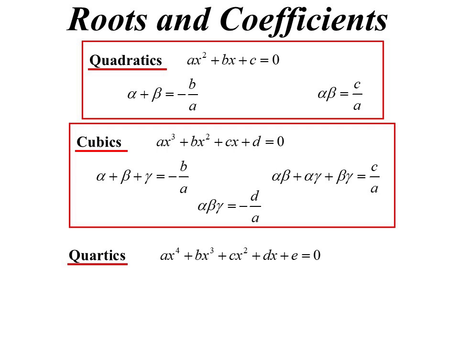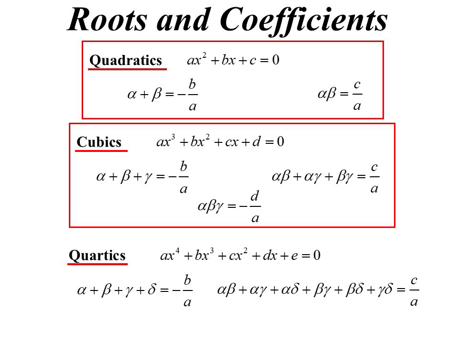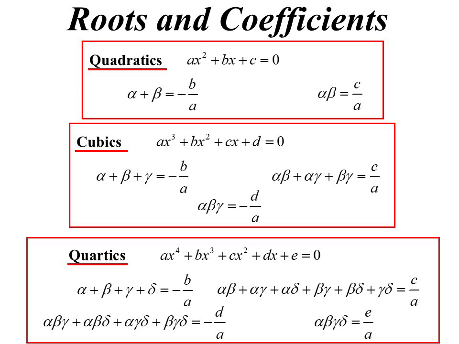What about a quartic? Again, the sum of the roots is still minus b on a. The sum when I take them 2 at a time is still c on a. Now when I do the product, it's not the product anymore. It's just all the possible triples: alpha beta gamma, alpha beta delta, alpha gamma delta, and beta gamma delta, but they will still be minus d on a. The product of the roots now becomes e on a. And this pattern just keeps going.